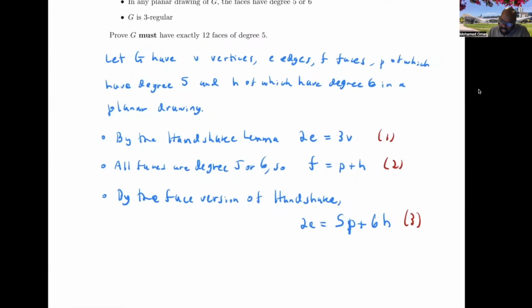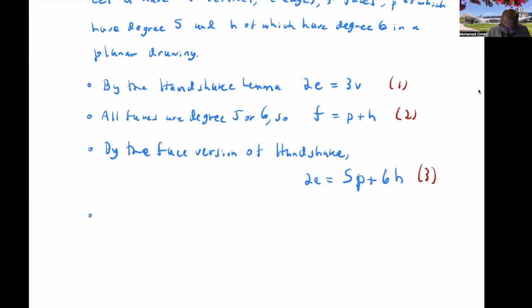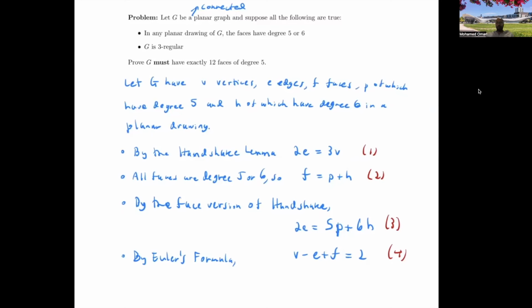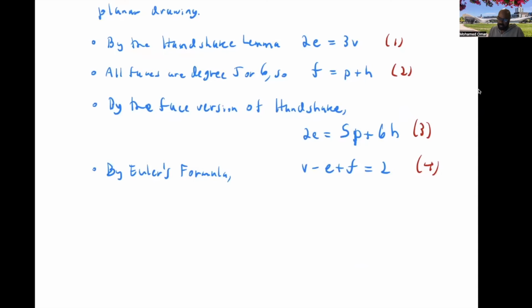And then finally, we have Euler's formula. So by Euler, we have V minus E plus F is equal to 2. So you notice there's all of these equations and all of these unknowns. And the surprising and interesting thing is it turns out that if you play with these equations, 1, 2, 3, and 4, you will end up being forced to have P being exactly 12. Okay, so let's see if we can see why.